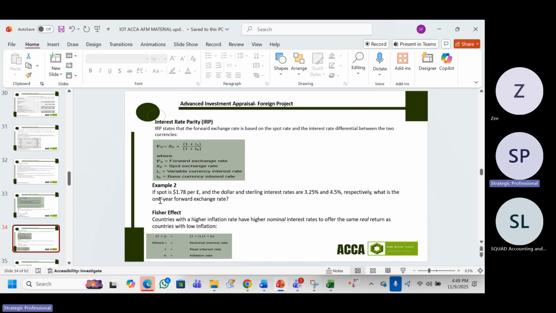If spot is 1.78 per pound and the dollar and sterling interest rates are 3.25% and 4.5% respectively, what is the one-year forward exchange rate? Can you please calculate that for me using this approach? I just want the answer. Please calculate. If you calculate it, we're done. There's no need for speaking too much English.